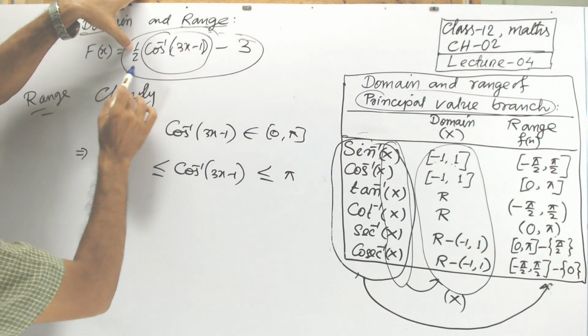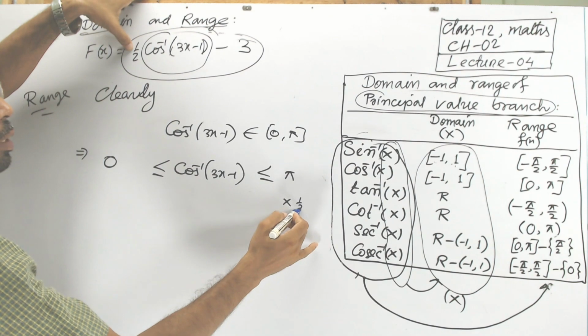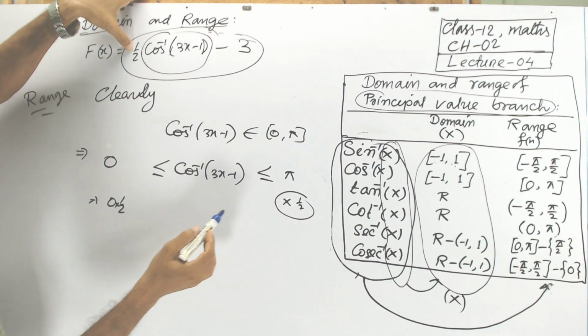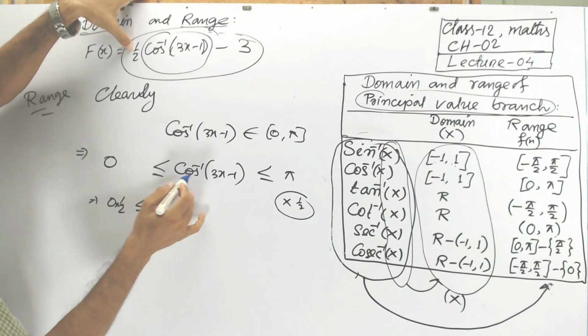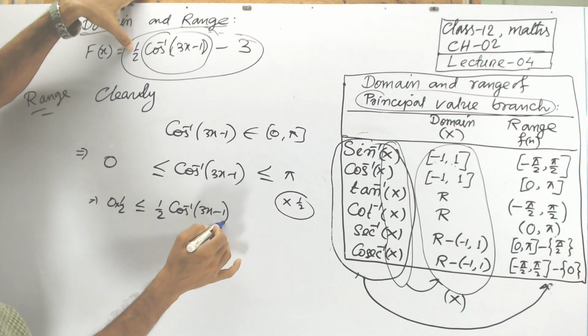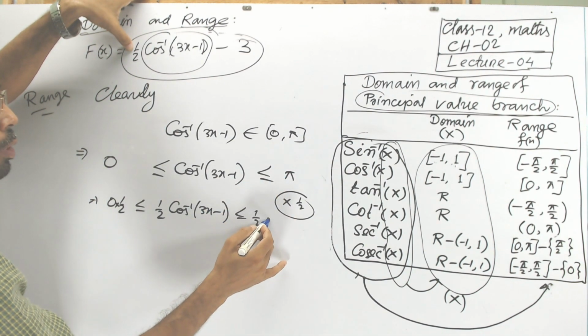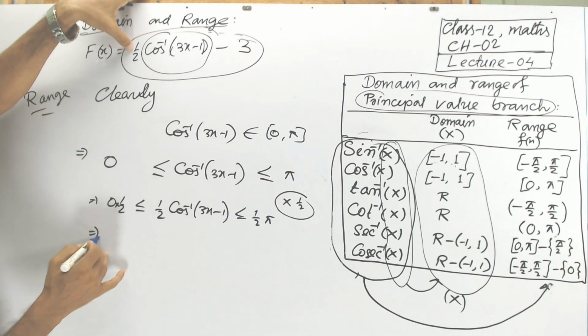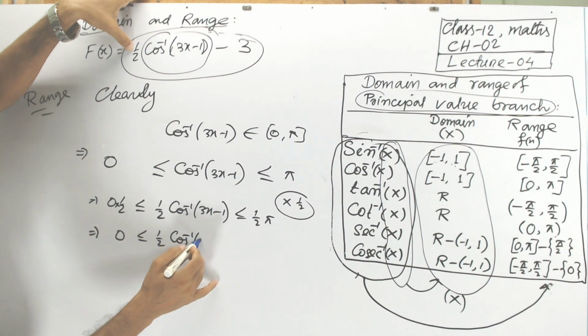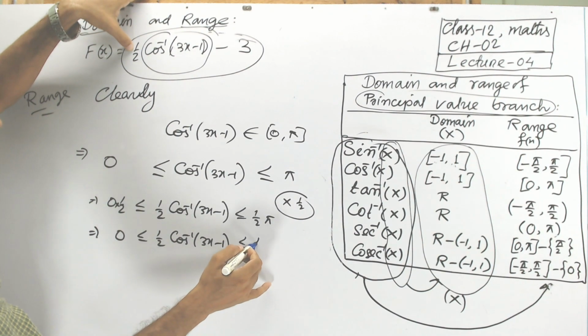First I need 1 by 2, so each term I will multiply by 1 by 2. 0 multiplied by 1 by 2, this second term also multiplied by 1 by 2, and then the third term also multiplied by 1 by 2. So I am getting like this: 0, 1 by 2 into, this is remaining same, pi by 2.